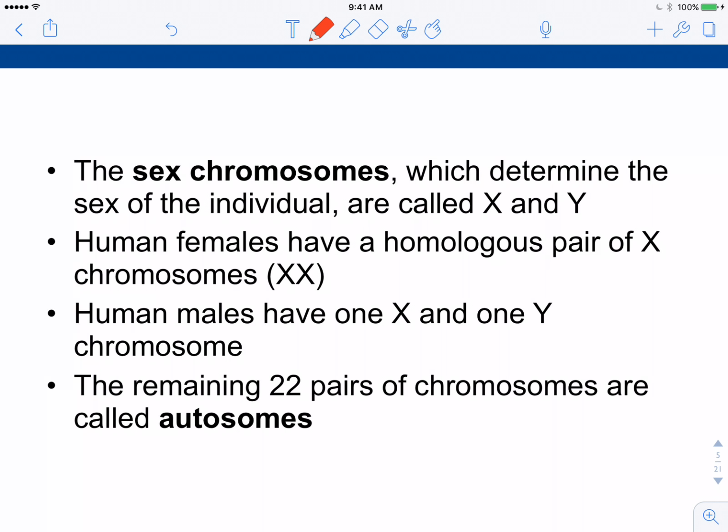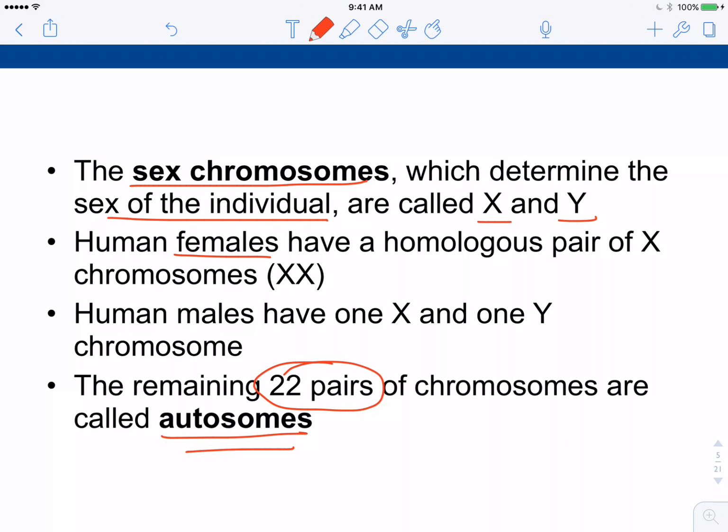So you have 22 pairs of chromosomes that we call autosomes. And then 1 pair of sex chromosomes. And the sex chromosomes determine the sex of the individual. So there are 2 different sex chromosomes, X and Y. If you are genetically female, you have a homologous pair of X chromosomes, 2 X chromosomes. If you are genetically male, you have 1 X chromosome and 1 Y chromosome.